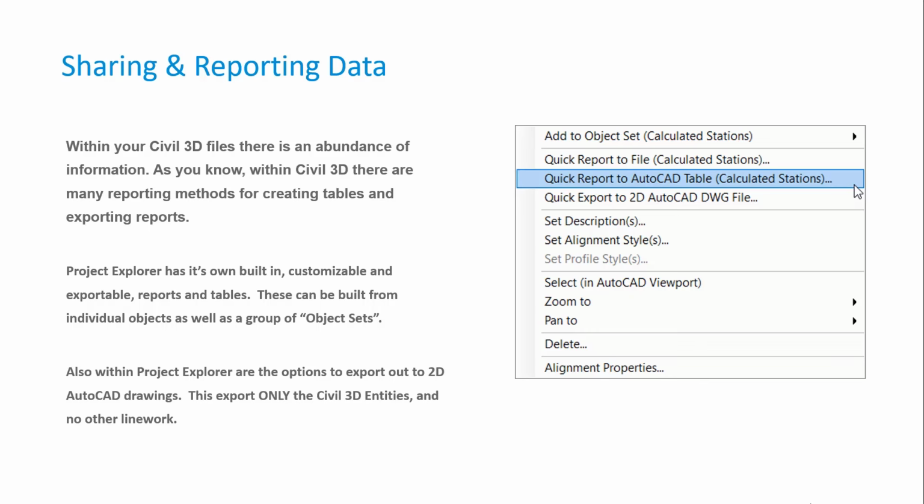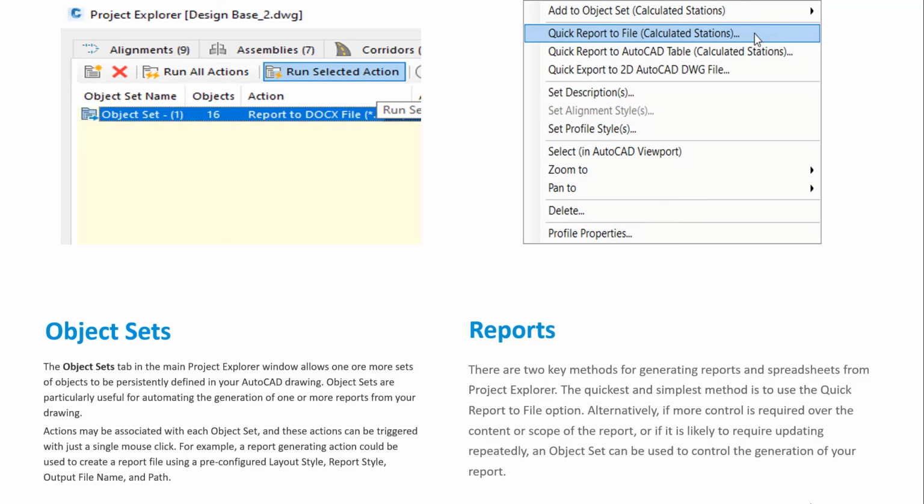We'll go ahead and start with doing the object sets. Those are important. There's an object sets tab in the main Project Explorer, and it's really useful when you're automating generation of one or more reports. You can set up a whole bunch of object sets, a whole bunch of reports, and run multiple actions at the same time. So you don't have to go one at a time and spit out a report for a parcel, spit out a report for a pipe. You can set this up in the Project Explorer object sets tab and export that out pretty easily. And then for the reports, we can report based on the object set, or we can do a quick report. Which you use depends on how much control you want, and you have control over both, depending on what you want in those reports. So we'll take a look at both of those.